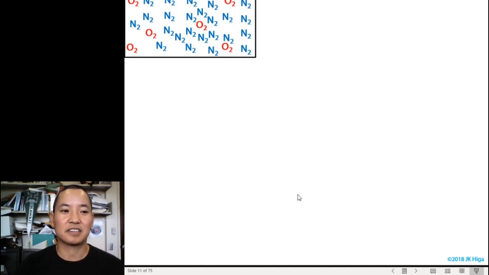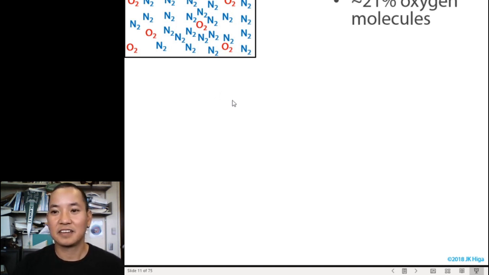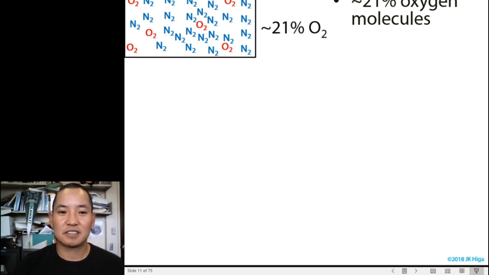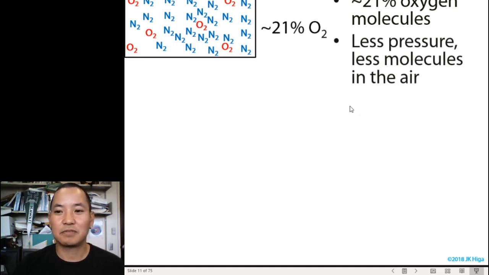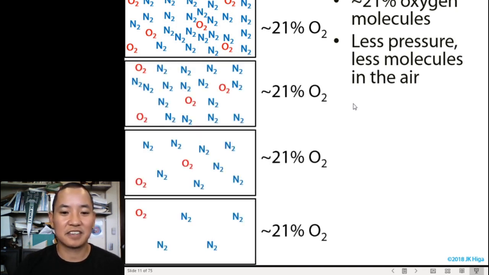Alright, so say this is a box full of gas, and in this example, let's just say there's only nitrogen and oxygen. Again, that's the majority of the air we breathe. So we have about 21% oxygen molecules, but what happens if we have less pressure? Well, if we have less pressure inside this volume, we're going to have fewer molecules. So again, this is about 21% oxygen, but what if we reduce the pressure? If there's less pressure, there'll be fewer molecules in the air. So what do we see? Well, the ratio of oxygen to all the molecules in the air is about the same in each box.